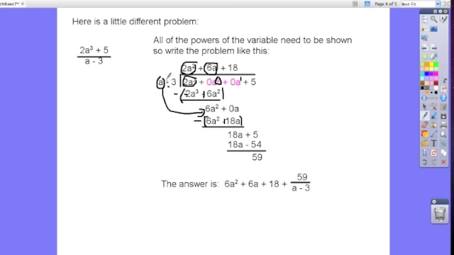Bring down the 5, divide again. What times a is 18a? Well, 18. 18 times this is 18a. 18 times negative 3 is negative 54. Don't forget this sign here. Don't forget grouping this, because it's a single number after you find out what a is. Subtract. This becomes a negative 18a, and these cancel out. This becomes a positive 54. Add them together, and you get 59. Take this, put it over your divisor, and your final answer then is this right here.